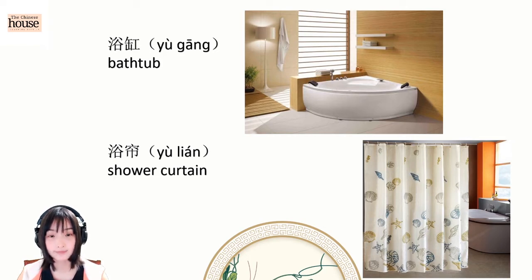And then shower curtain. 浴帘. We just learned curtain, right? Which is 窗帘, because 窗 means window, and 帘 means the curtain. So the curtain for the window is 窗帘. The curtain for shower is 浴帘. 浴 means bath, shower. So any words that have a 浴 before it, mostly it is related to bath, take a bath.